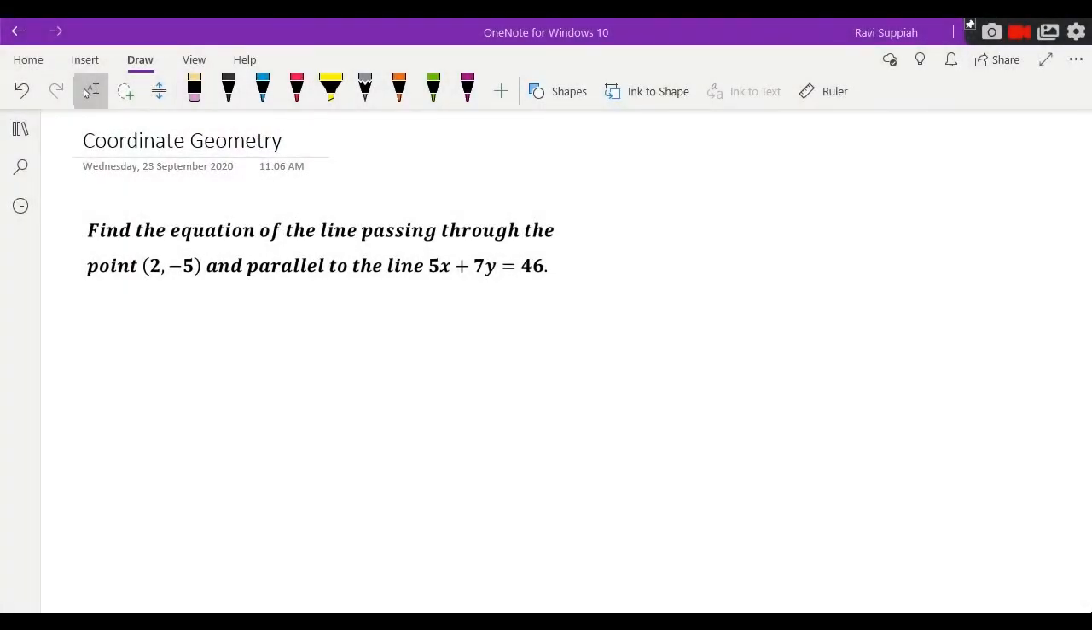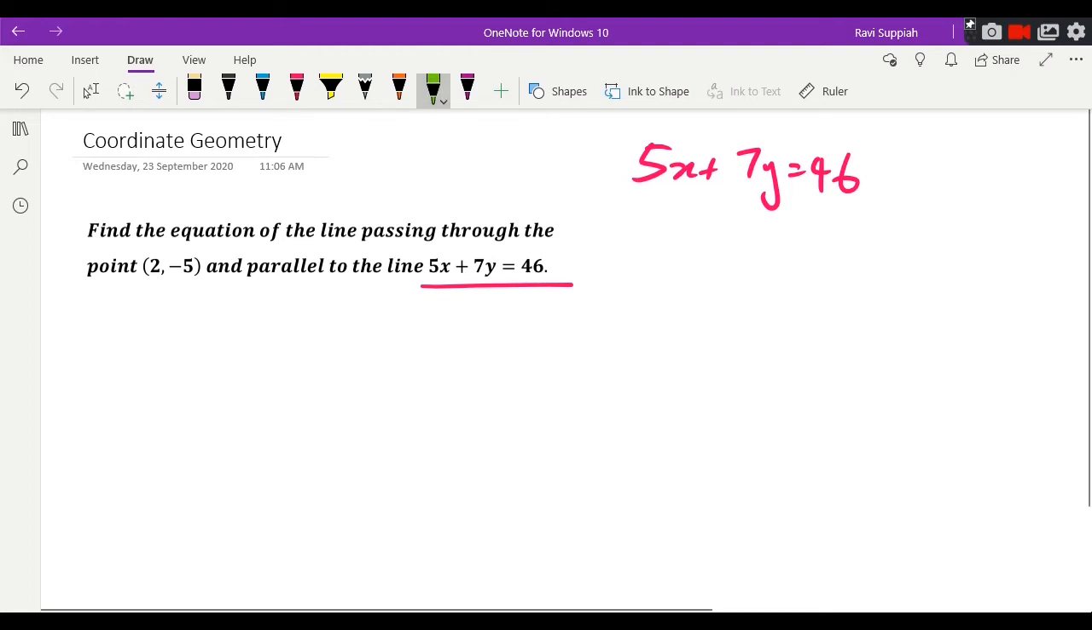Hi, in this question, we're going to be looking at a coordinate geometry problem. We are given that the expression of a line is 5x plus 7y equals 46, and we are supposed to find the equation of the line passing through this particular point, and this other line is parallel to this particular line.